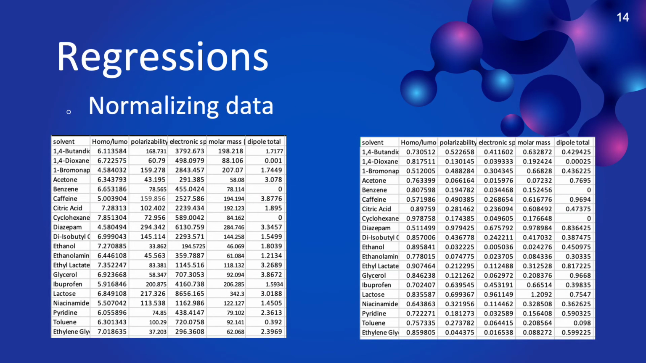And one of our solutions to try and improve the R-squared values was to normalize the data. So normalizing the data means that you use the observed or expected maximums and minimums of your data set to generate numbers that all fall between a 0 and a 1. So the original data is on the left, and then the new normalized data is on the right. And you can see that all those values fall between a 0 and a 1.